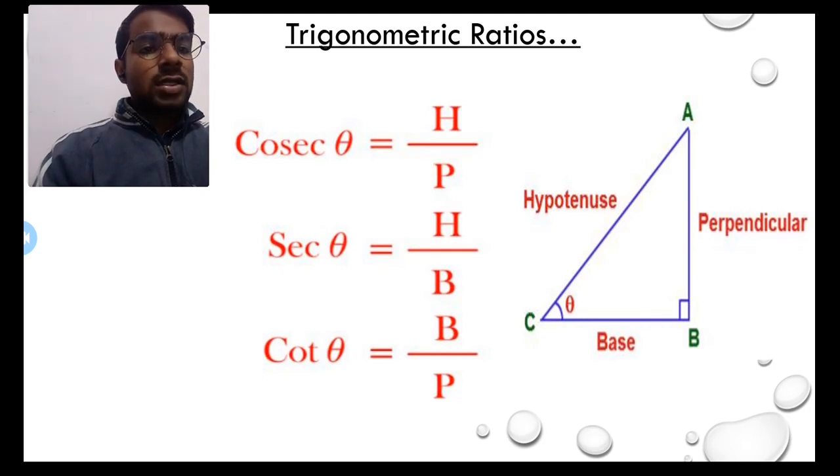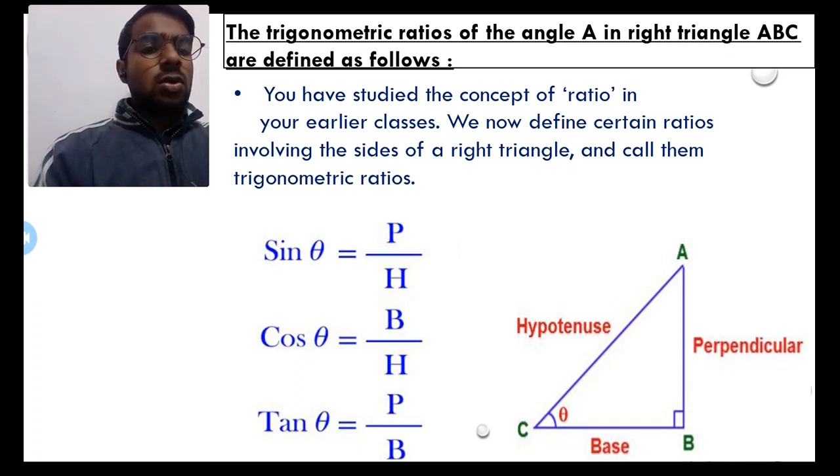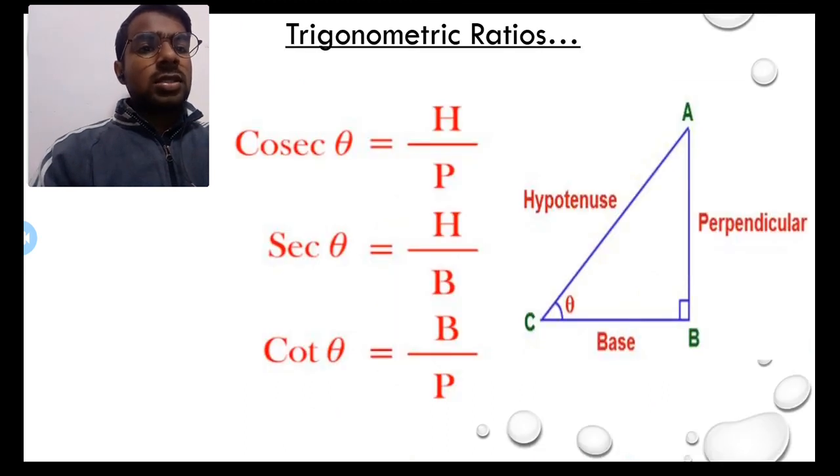And next is cot theta. Cot theta is the reciprocal of tan theta. Tan theta is P upon B, and cot theta is B upon P.